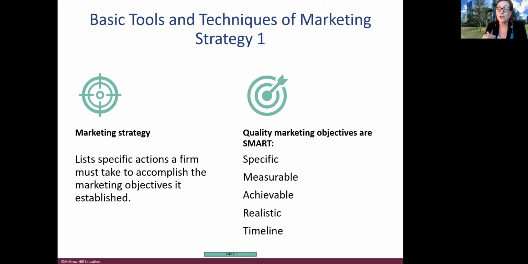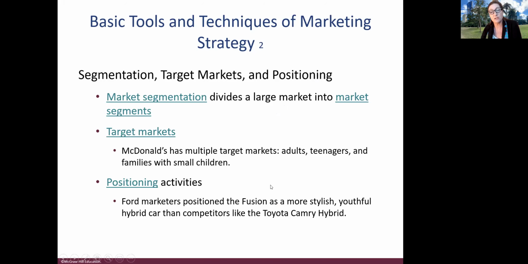And you might have 3 to 5 marketing objectives for each marketing plan for each brand. Those 3 to 5 marketing objectives encapsulate what the overarching marketing strategy is. All right. Other basic tools and techniques that we have to enact our marketing strategy are segmentation, targeting, and positioning.